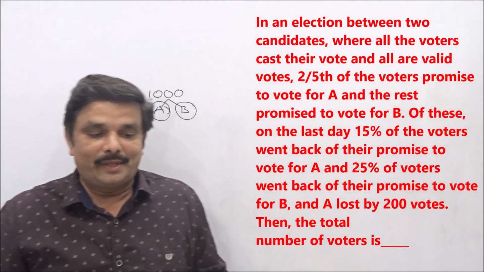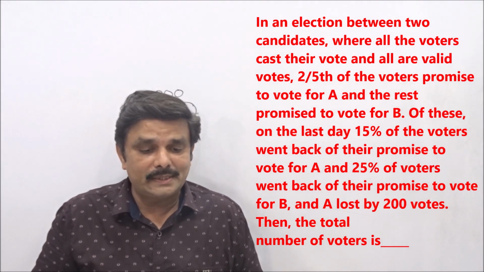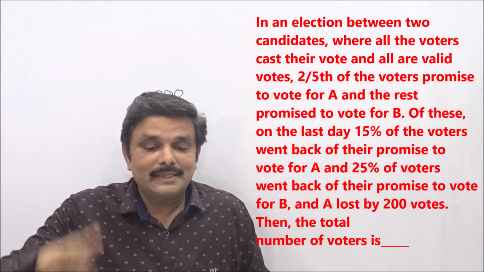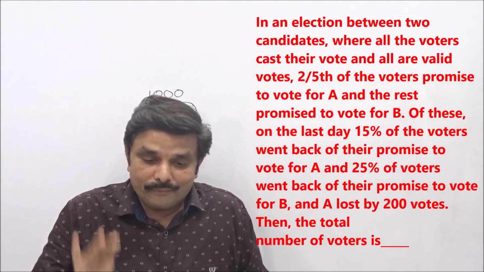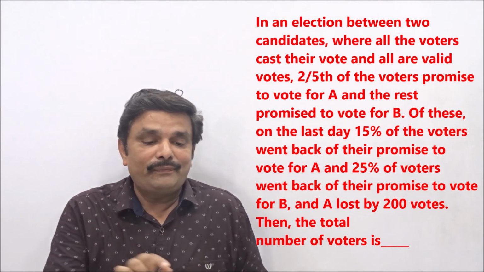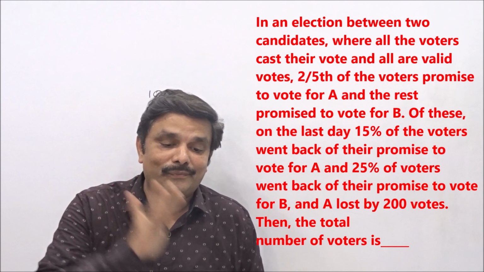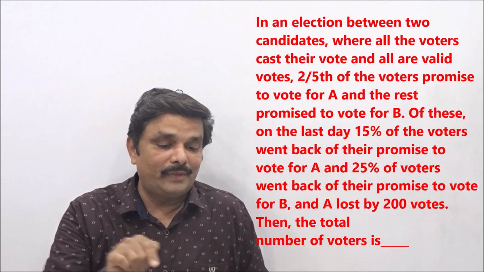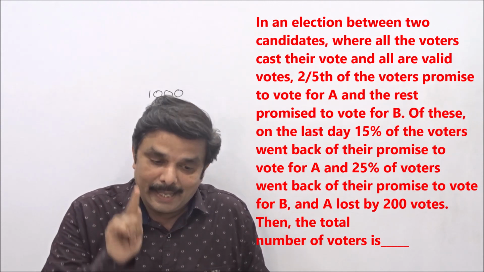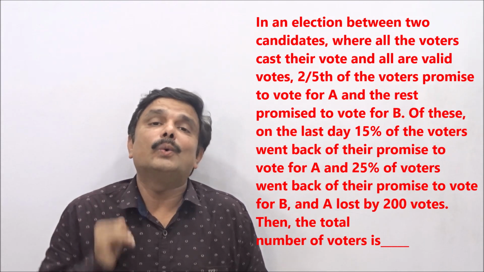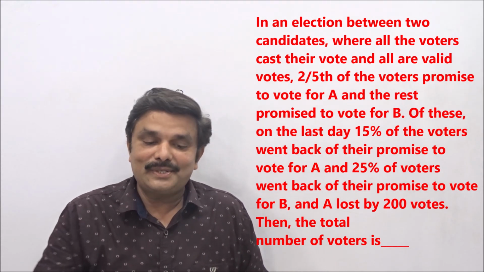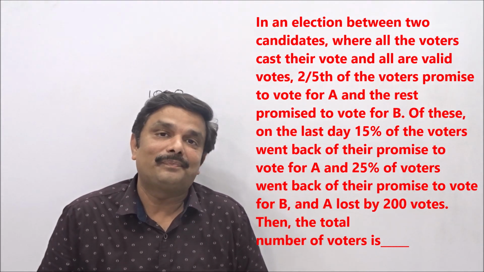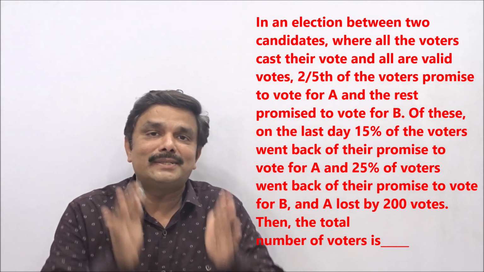Alright, then after that, what they have given: 2/5 of the voters promised to vote for A. They have given the commitment to A, and the rest promised to vote for B. Of these, on the last day, 15% of the voters who promised to vote for A went back on their promise, and 25% of the voters who promised to vote for B went back on their promise. And A lost the election by 200 votes. This is the information, and the question asked is the total number of votes. Now you tell me, students, what did you understand from this?